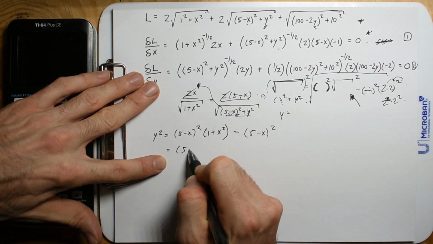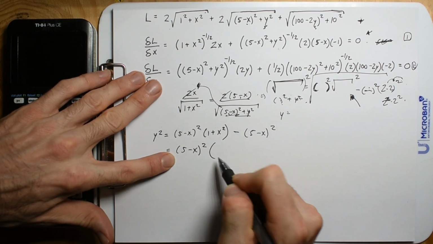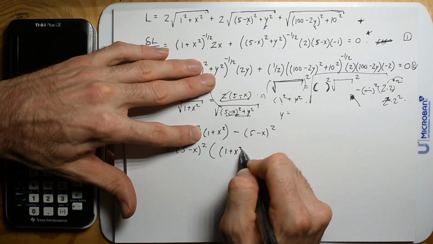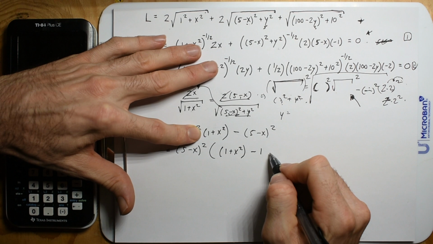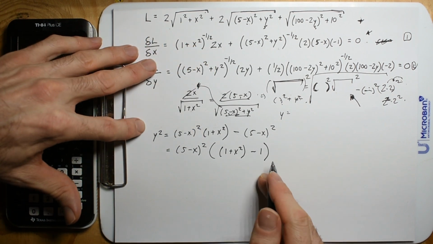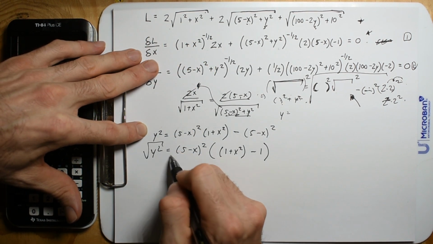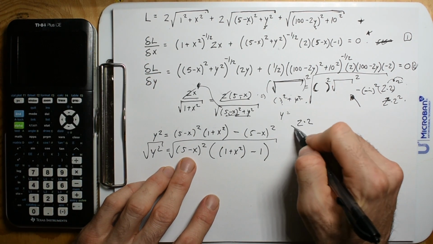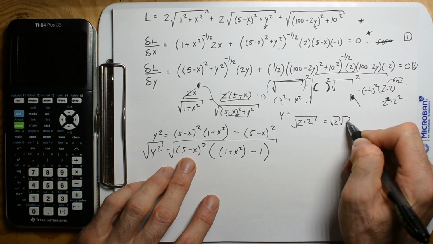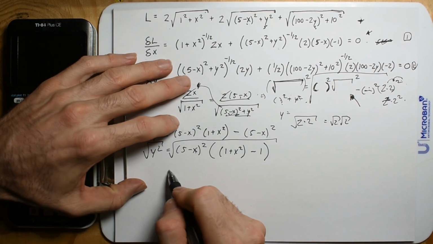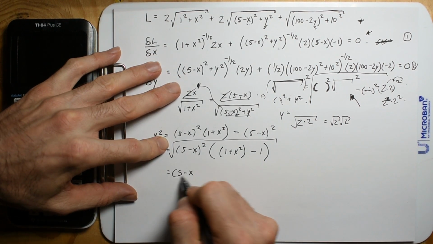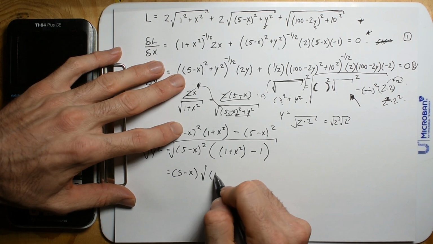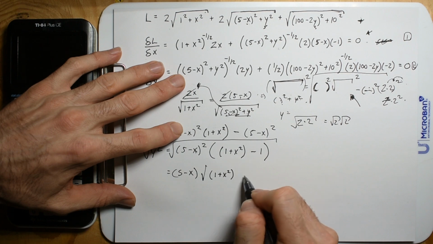So we're going to say 5 minus x squared. This is going to be 1 plus x squared minus 1. Alright, hell yeah. And now this is y squared. Now I'm going to take the square root of both sides. Taking the square root of a product, same thing. 2 times 2 square root is the same thing as square root of 2 square root of 2. So square root of this is just 5 minus x. And then we're going to have the square root of 1 plus x squared.